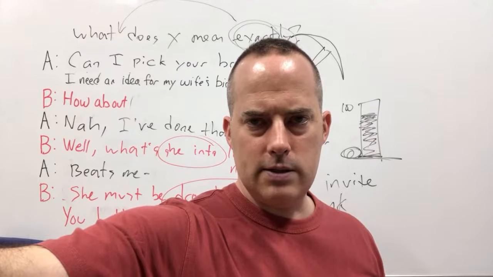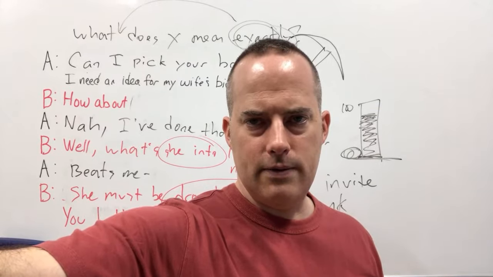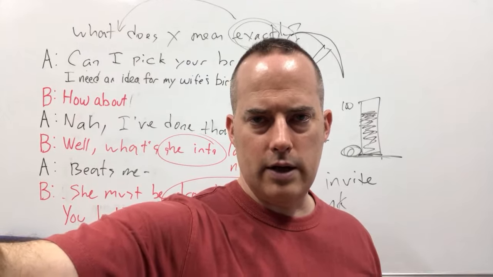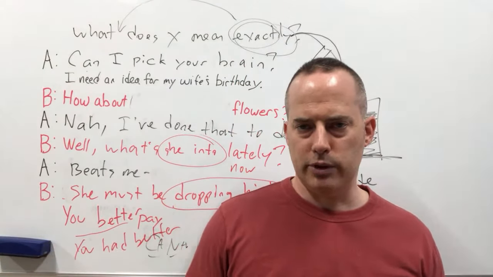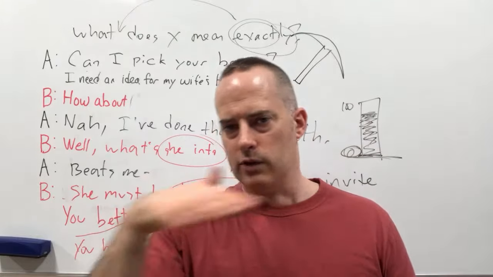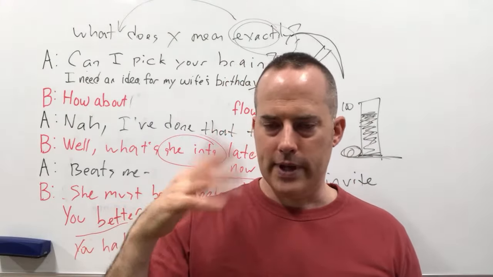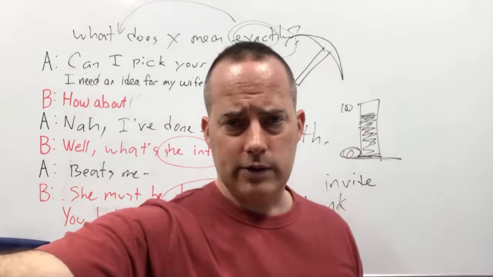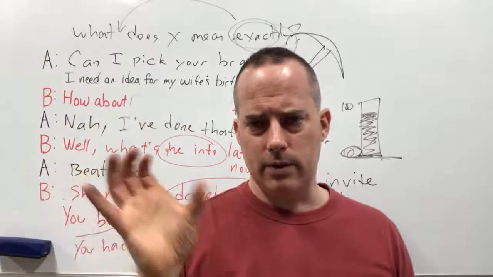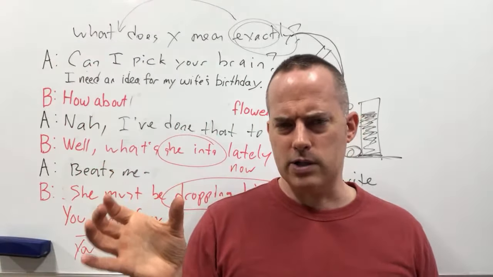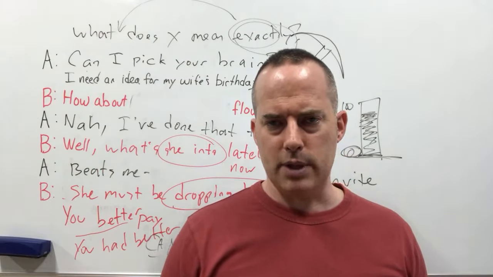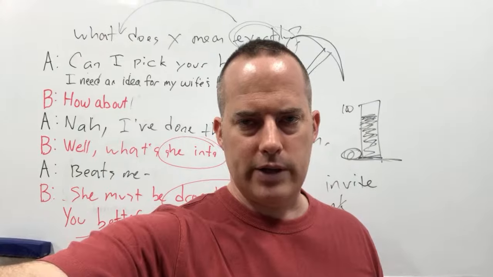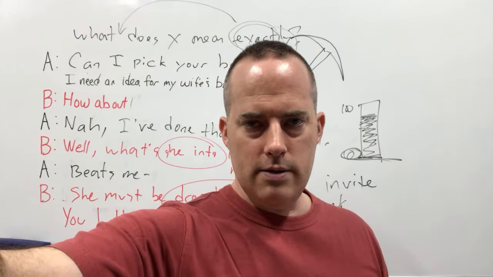Fabio says, hey, teacher, what's the difference between a typhoon, a hurricane, and a tornado? A hurricane is in the Atlantic Ocean, a typhoon is in the Pacific Ocean, and a tornado is on land. That's the basic difference. Typhoon, I don't know if Chinese also uses it, but taifu is the Japanese word for that. But it's basically the same thing.